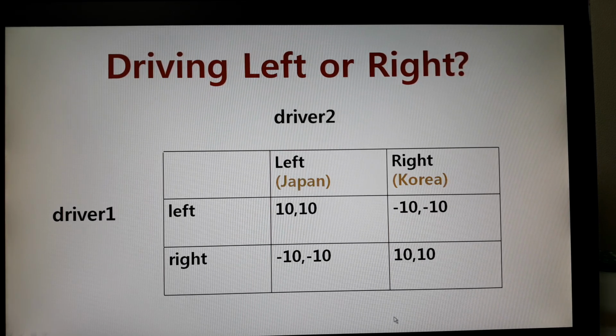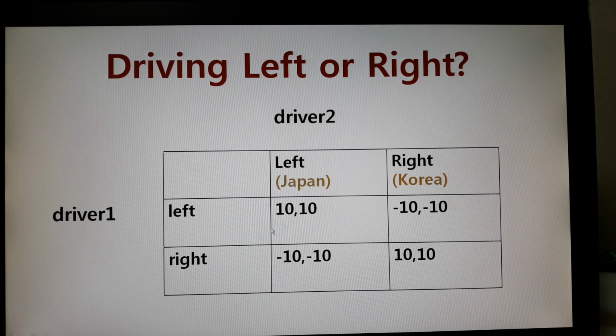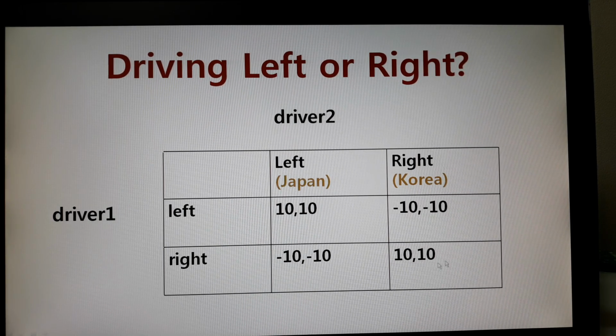Does this game have a dominant equilibrium? Let's check. Driver 2 drives left. What is better for driver 1? If he drives left, same as driver 2, he will get 10. No accident, that means. If driver 1 drives right, while driver 2 drives left, accident, negative 10. So, when driver 2 chooses left, for driver 1, it's better to choose left too. If driver 2 chooses right, driver 1 choosing left gets negative 10, choosing right gets 10. So, when driver 2 chooses right, driver 1 had better choose right.